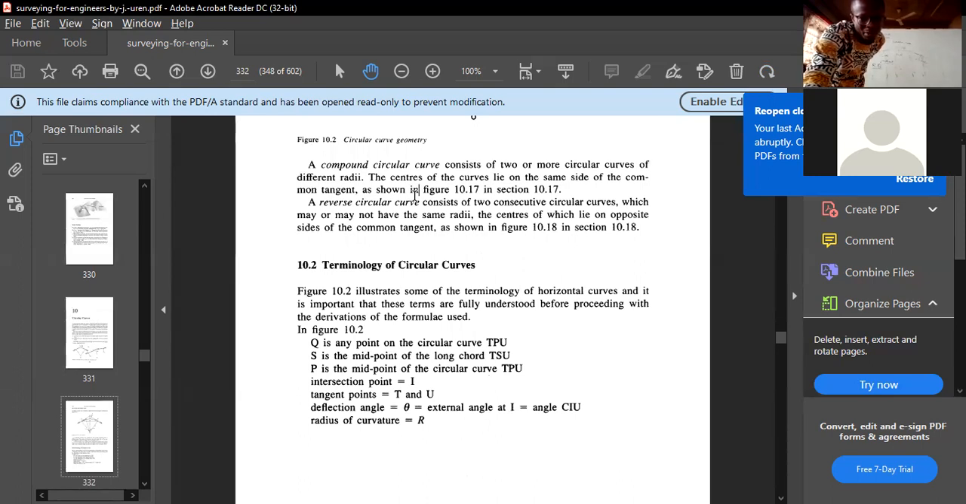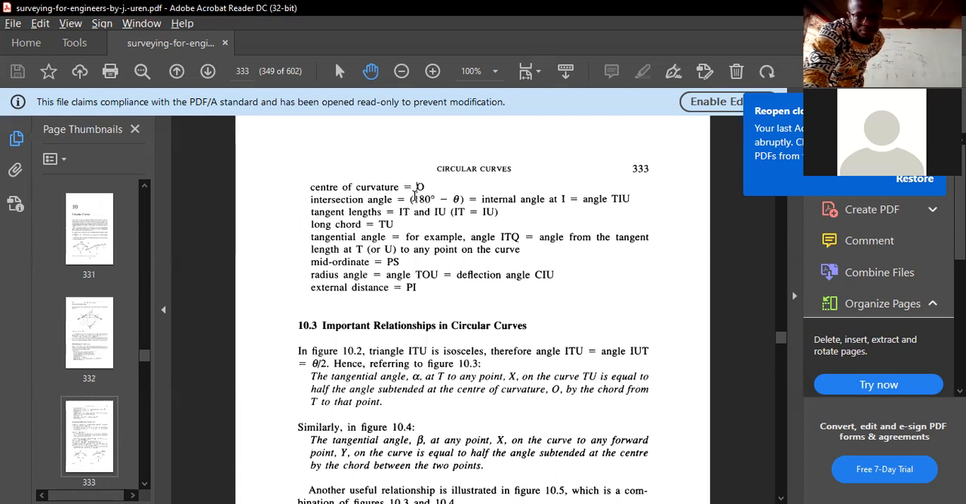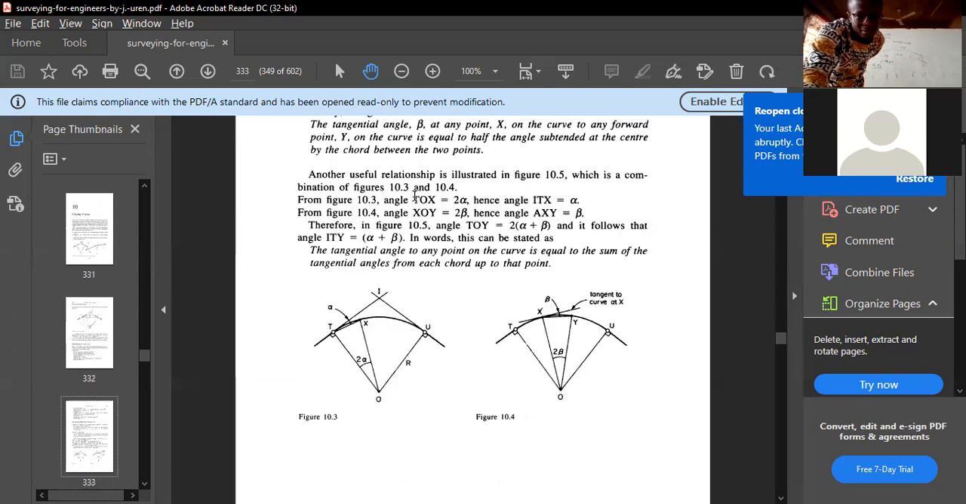We know the intersection points, right? We know the tangent points. What are the tangent points? Tangent points are T and U. Someone is saying I. Okay, we've heard you. The deflection angle is theta, right? And the radius is R. Okay, that's fine.